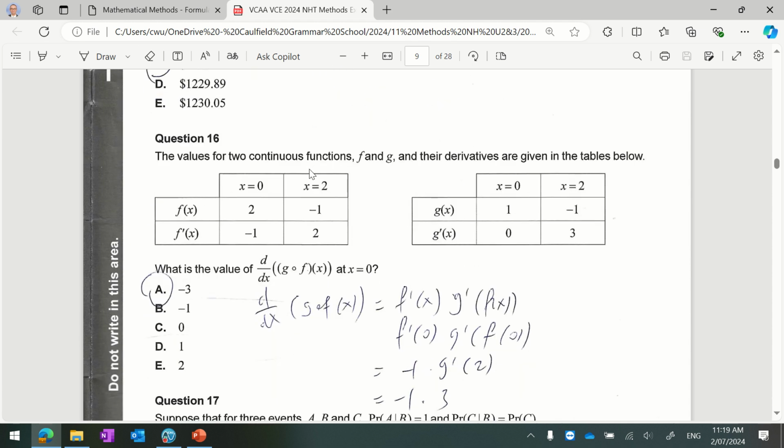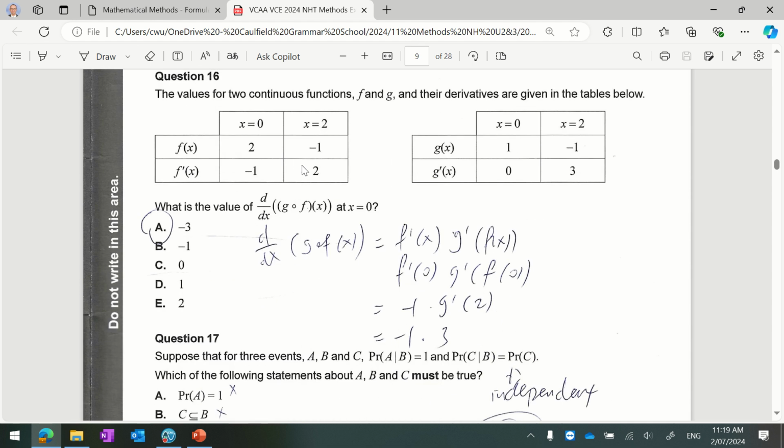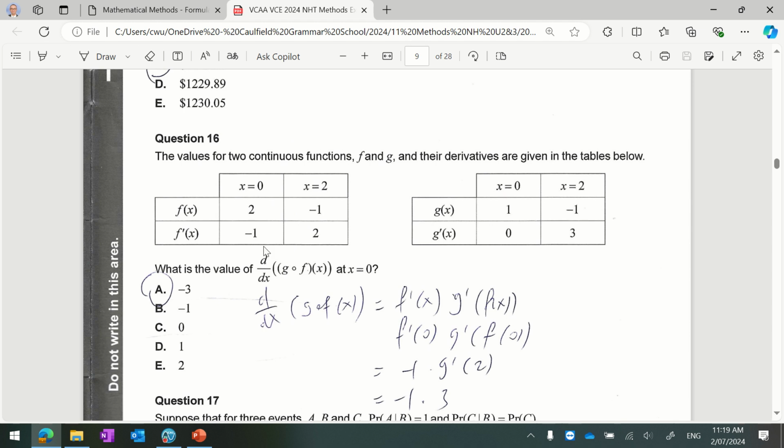Okay, and then we have two continuous functions and their derivatives, f and g. And then we have to differentiate g of f. This is a function inside a function. So this is your chain rule happening here.